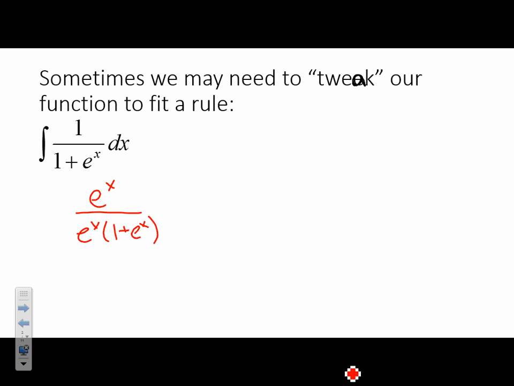But if we let this be u, then du is e to the x, and we have another extra e to the x floating around. This gives us too many e to the x's.